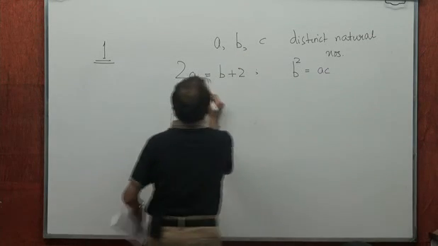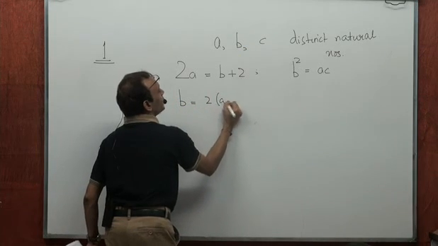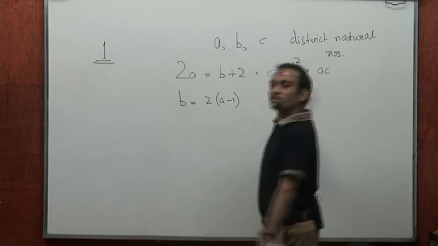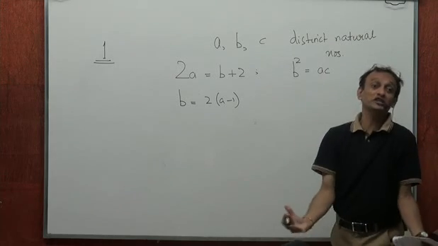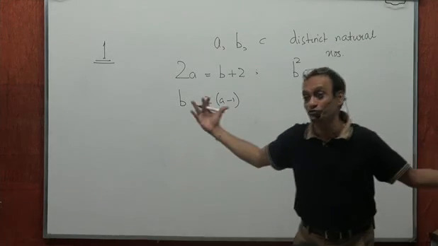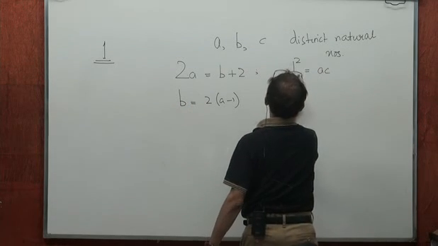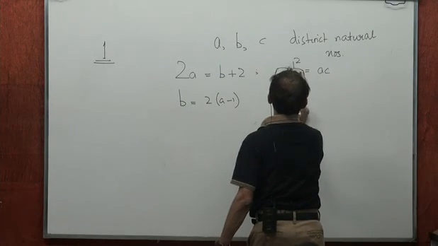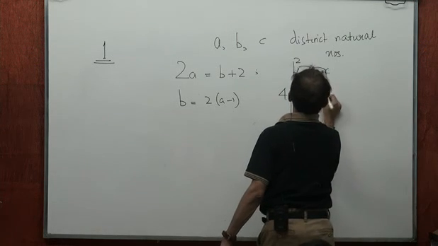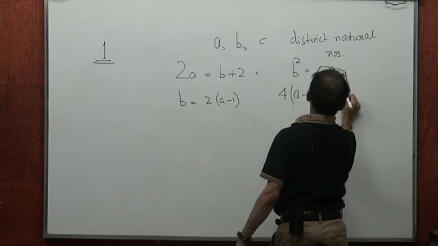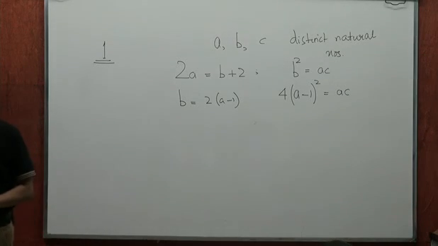Yes. So what I want to do is plug the b that I obtained from here, which is 2 into a minus 1, into this. Right? Let's do that. That's the least that we could do. In fact, that's the only thing that we could do ab initio, right? So b squared, which is 4 into a minus 1 whole square, is ac. Yes or no? Right?